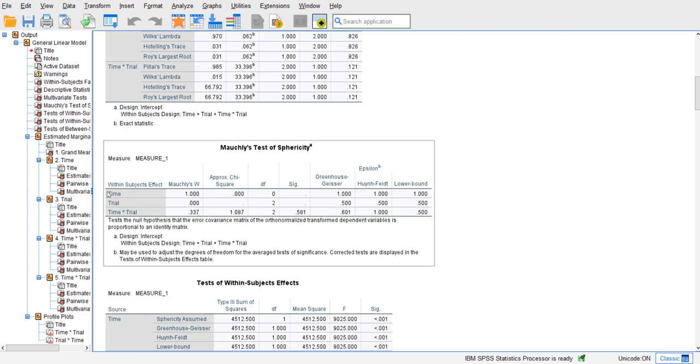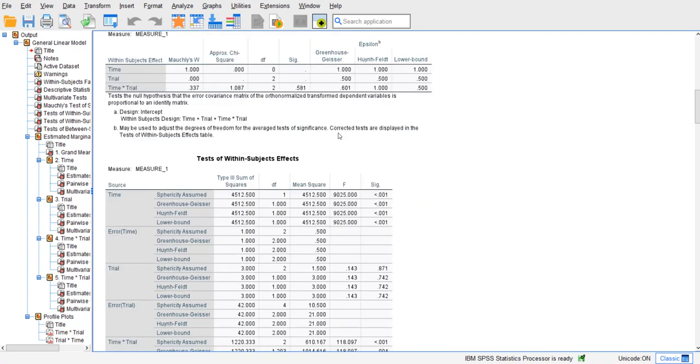And we don't have an output for time or trial, I think because they've got too few levels, but we do have an output for time times trial. So if this value here was less than 0.05, we'd have to use a correction, but it's higher than 0.05, so that assumption has been met for the interaction p-value. A lot of the times it doesn't really matter, but sometimes you do have to pay attention to this.